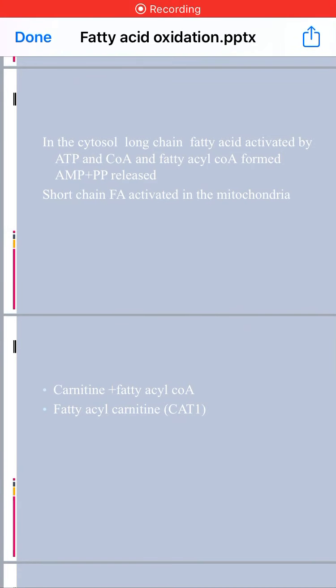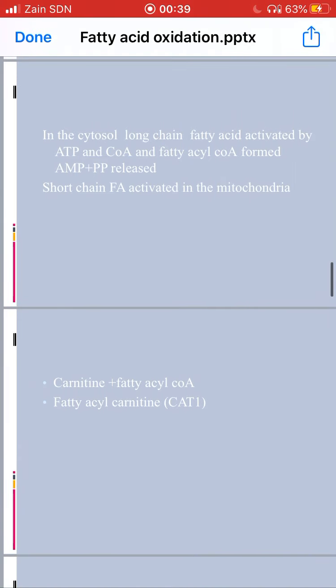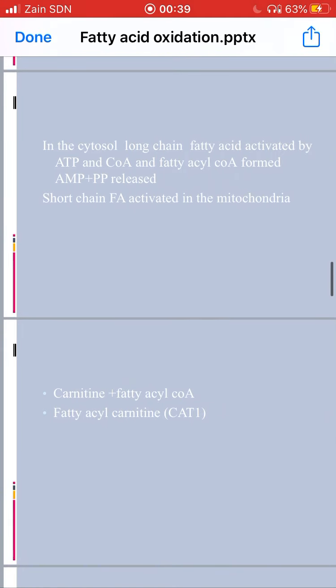Fatty acyl CoA will react with the carnitine by using carnitine acyl transferase 1, and we will have fatty acyl carnitine in the outer mitochondrial membrane, that is transported to the inner mitochondrial membrane by translocase enzyme.